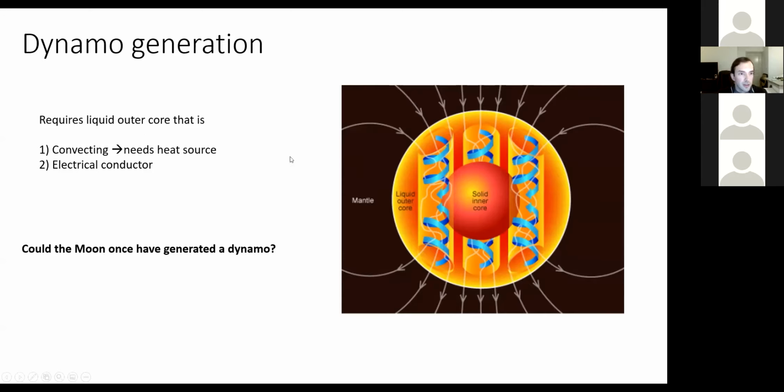Anyway, what do you need to have a dynamo? You need a liquid outer core, and it has to be an electrical conductor. And could the moon have ever generated a dynamo? Did it ever have these conditions, a heat source, a liquid outer core that was convecting and undergoing complex motions, and it needs to be made of iron?